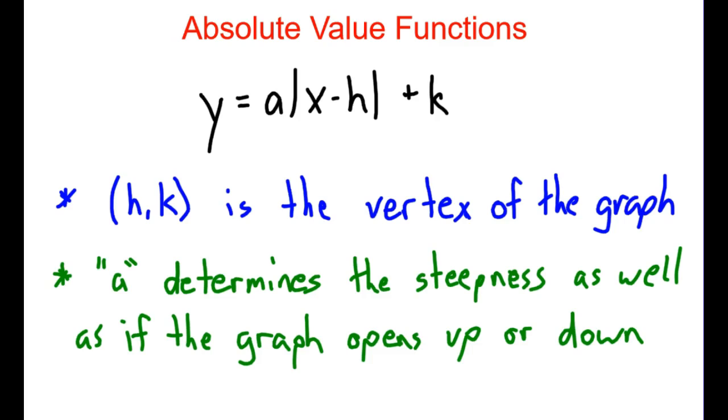First, we're going to discuss a few functions. First one, the absolute value function. The general form for the equation is y equals a times the absolute value of x minus h, plus k. A few characteristics we can gain from this equation: the ordered pair (h, k) is going to be the vertex of the graph, and the value of a determines the steepness, basically our slope, as well as if the graph is going to open up or down. If a is negative, our graph will open down. If a is positive, it will open up. The absolute value graph is going to look like a V.